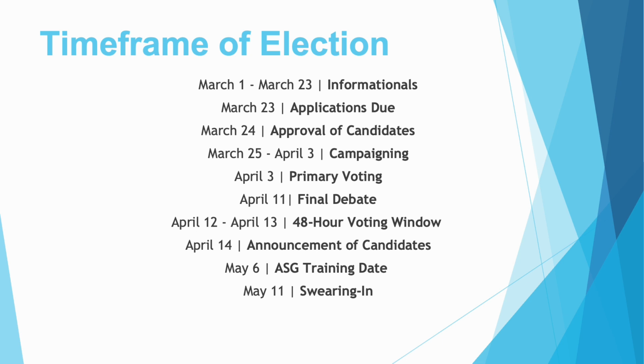Informationals is March 1st through March 23rd. Again, applications March 23rd. March 24th, we'll be approving all the candidates. March 25th through April 3rd, that's your time to campaign. April 3rd, this is for the president and vice president primary voting. April 11th, final debate again for those positions. And then April 12th through 13th is the 48-hour voting window. That's for everyone who is running for an elected position in ASG.